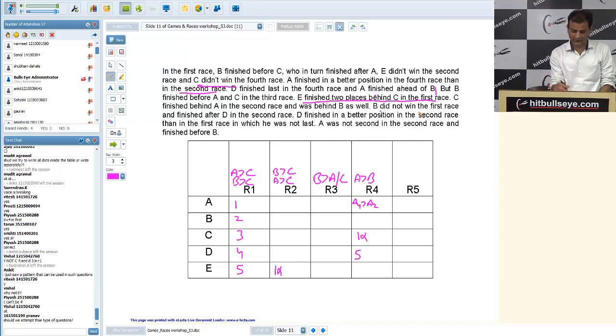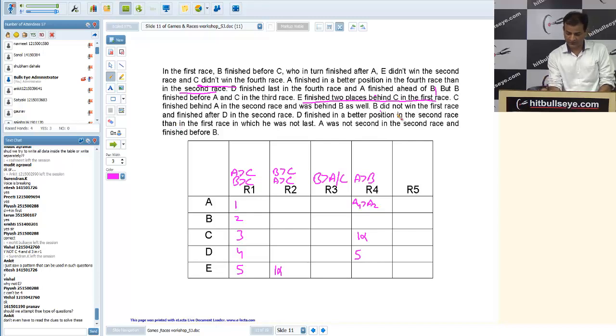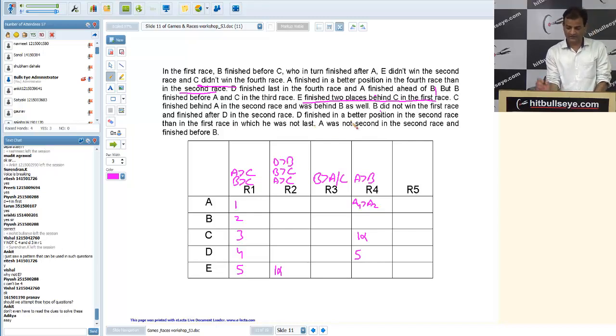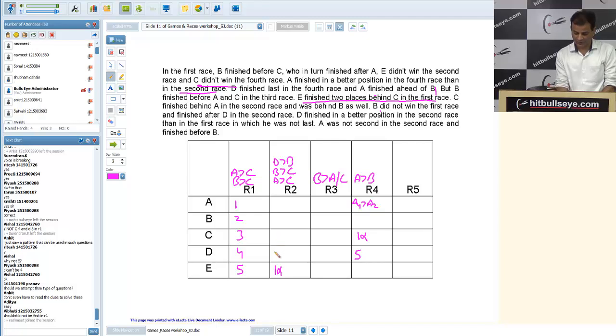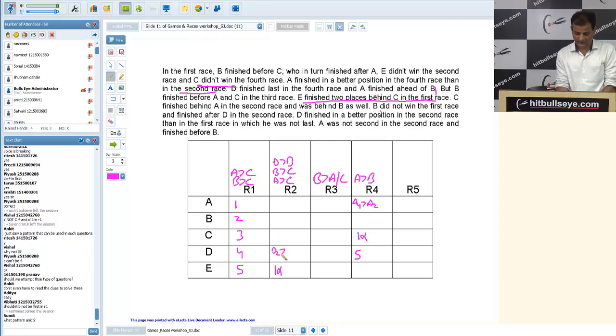B did not win the first race and finishes after D in the second race. That means D is greater than B. D finishes in a better position in the second race than in the first race. So D2 is greater than D1.